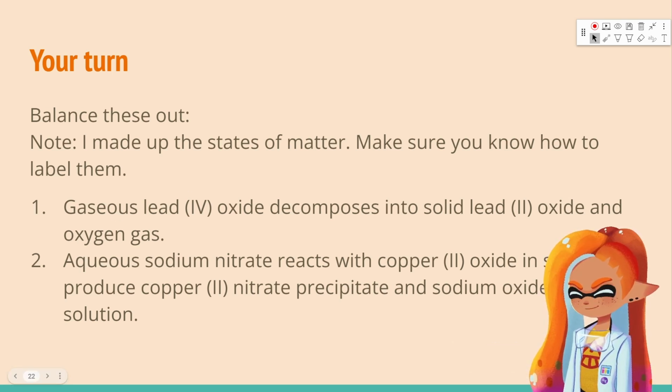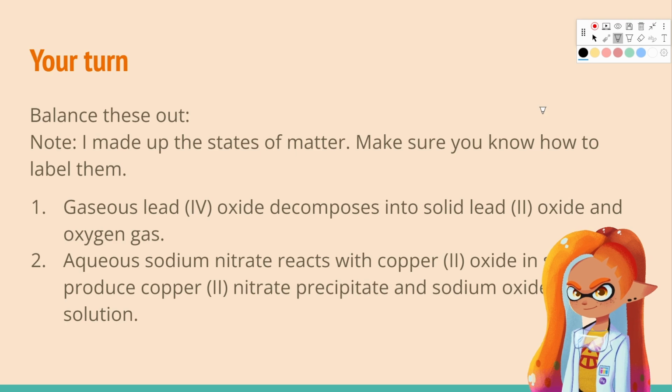All right, you ready for the answers? Here we go. So gaseous lead 4 oxide, so we have lead 4, so that's going to be Pb, because lead is Pb. Oxygen is O. Oxygen is -2, lead is +4, so that means I need 2 oxygens. Gaseous, you put a little G, and then it's decomposing, so it's breaking apart. And so we're making lead 2 oxide. Again, oxide is -2, lead is +2 for this case, so that's just going to be PbO.